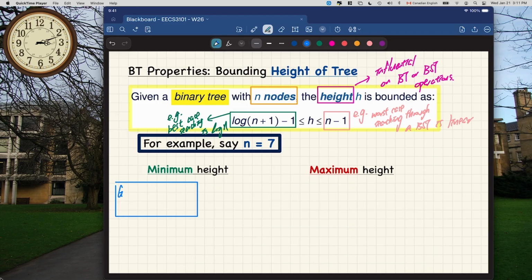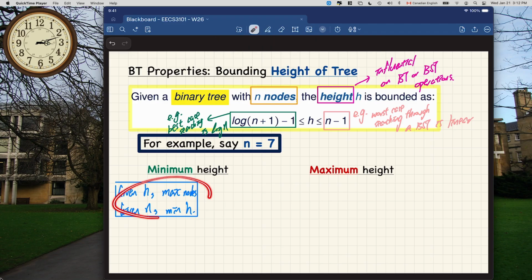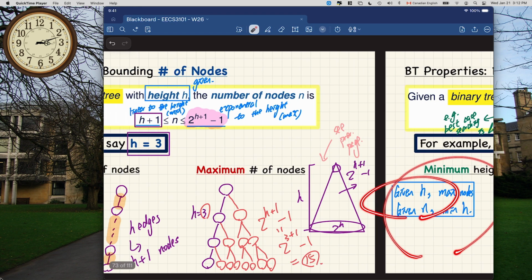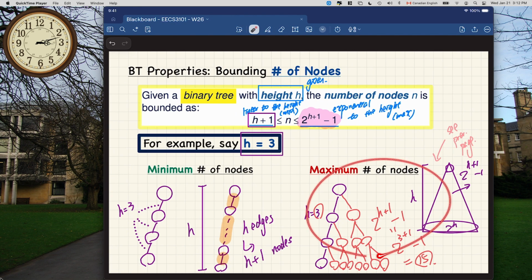So the case, when you say given the heights, you want to figure out the maximum number of nodes, simply corresponds to, given the number of nodes, you want to figure out the minimum height. These two cases really correspond to the same kind of tree. So when you get a minimum height, you also get a maximum number of nodes at the same time, right? That's something you can also try to convince yourself of when you study more carefully, okay?